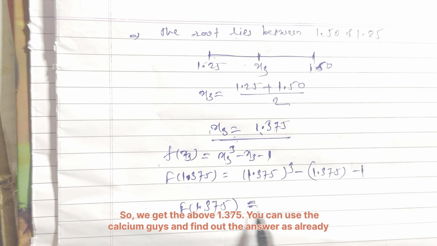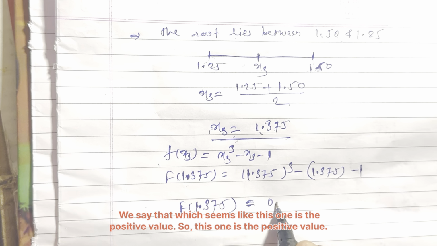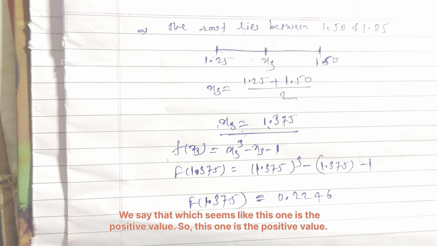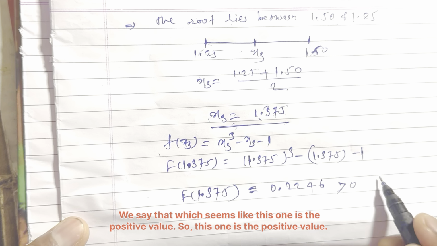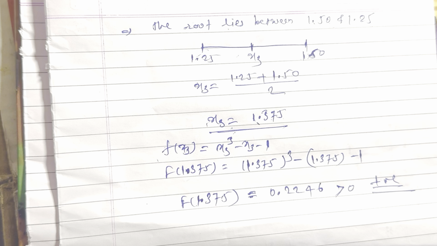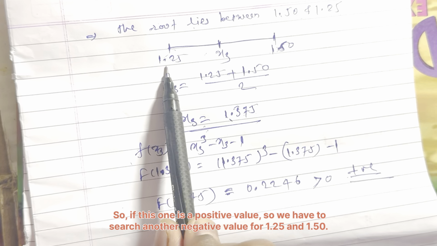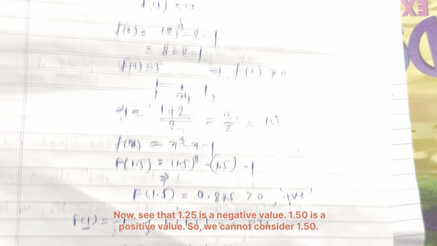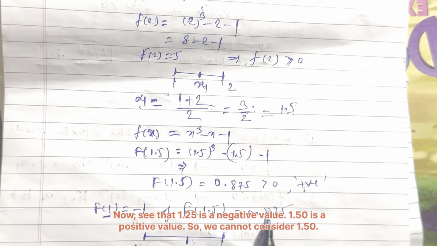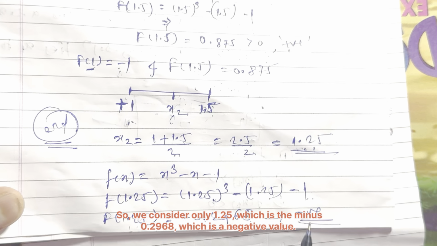You can use the calculator guys and find out the answer, as already I found the answer. So I'm writing this one directly, which is 0.2246. It seems like this one is a positive value. So if this one is a positive value, we have to search another negative value for 1.25 and 1.50. Now see that 1.25 is a negative value, 1.50 is a positive value, so we cannot consider 1.50. So we consider only 1.25, which is minus 0.2968, which is a negative value.